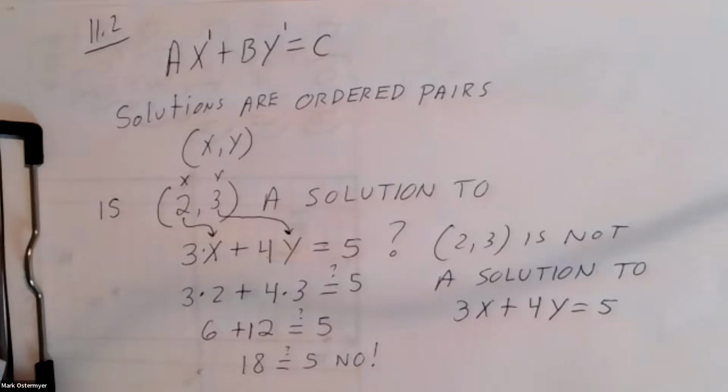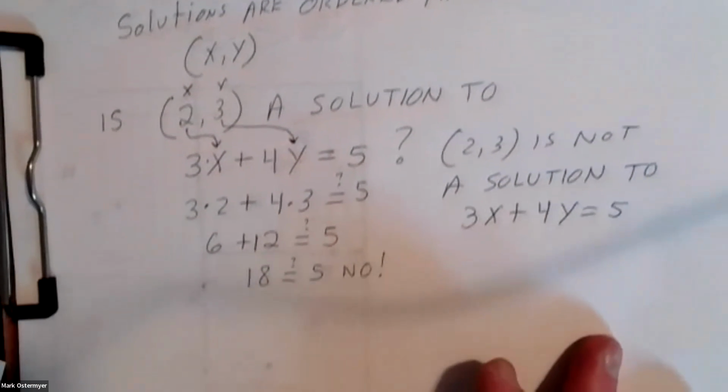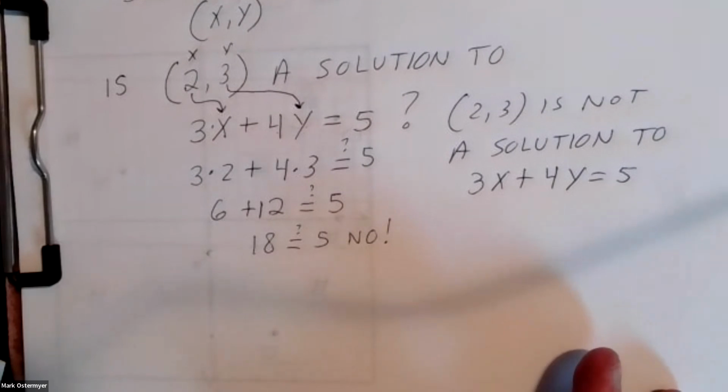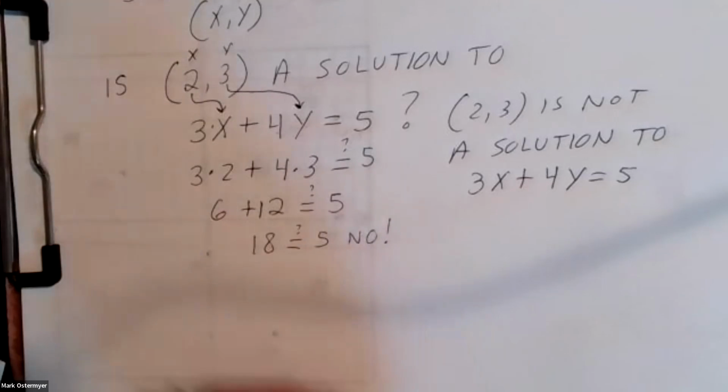Now here comes a real tough question. Can anybody think of a solution to that equation? Anybody think of an ordered pair that would be a solution to that equation? Well, that's far from obvious. Do you agree? All right, all we know is 2, 3 is not a solution. That's all we know so far. Okay. So let's try another one here.